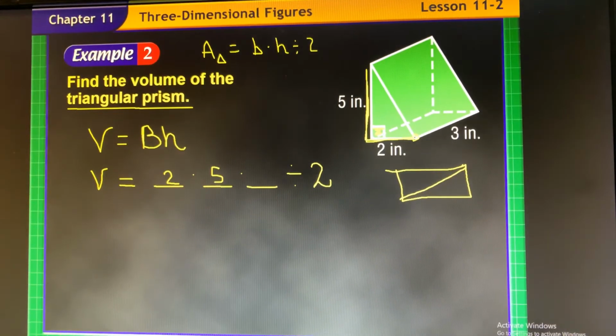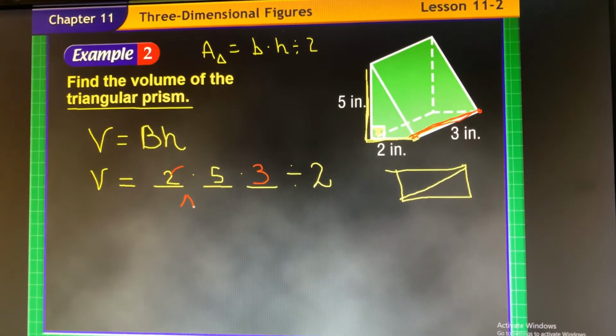There's the height right here that connects the bases. That's the height of the whole figure. So that number is going to go right here. So this number creates the area of the triangle.